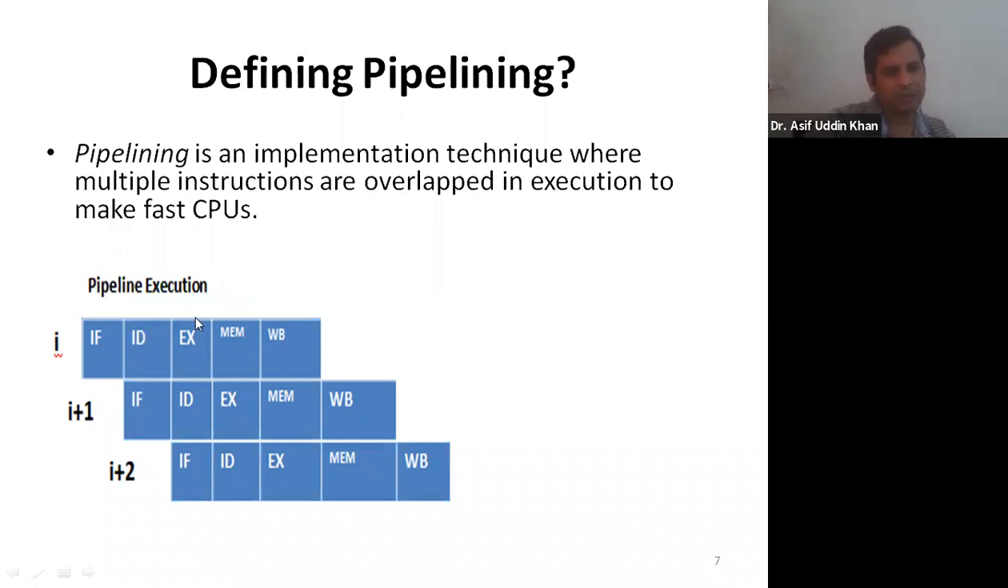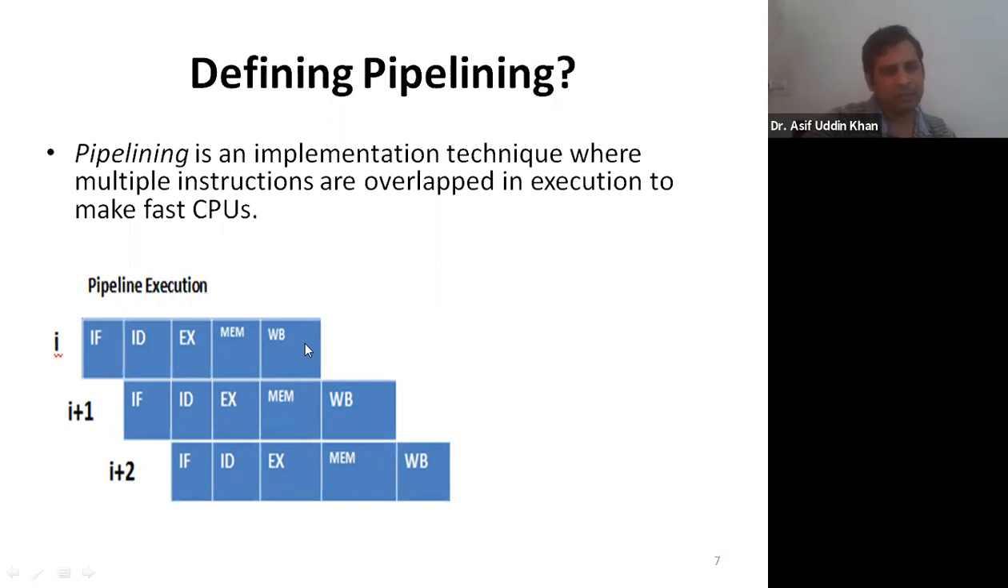In the third clock cycle, instruction I's EX is done, instruction I plus one's ID is done, and instruction I plus two's IF is done. Then in the fourth clock cycle, instruction I's MEM is done, instruction I plus one's EX is done, and instruction I plus two's ID is done.